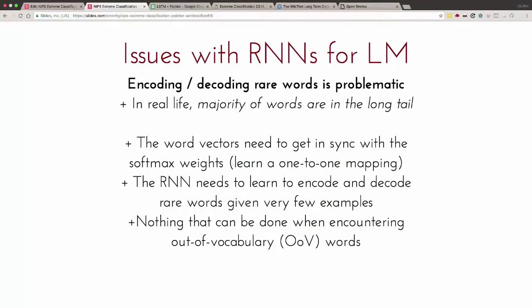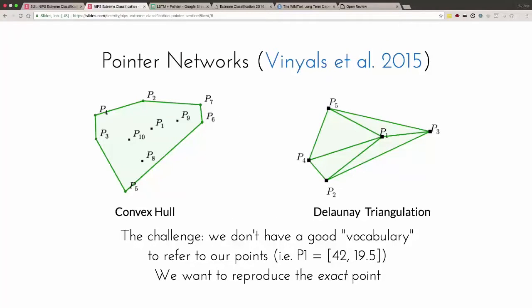And the third one is that nothing can really be done when it comes to out-of-vocabulary words we might run into. If it's a last name that is very rare, humans wouldn't have a problem with that if they've just seen it in the previous sentence, but our models have no way of actually handling this at all. So a lot of this work is based around an extension of pointer networks.